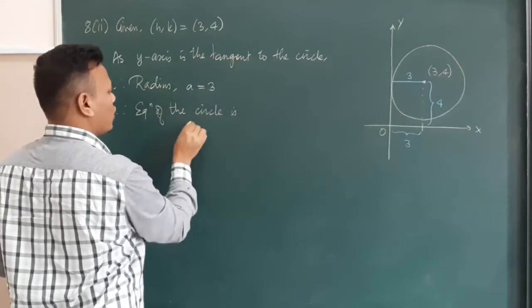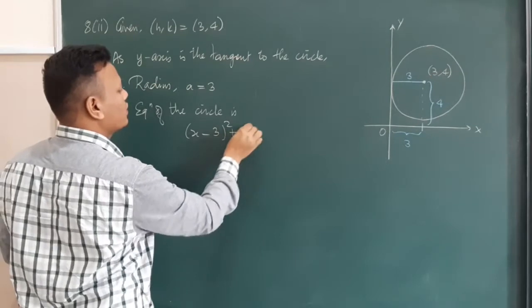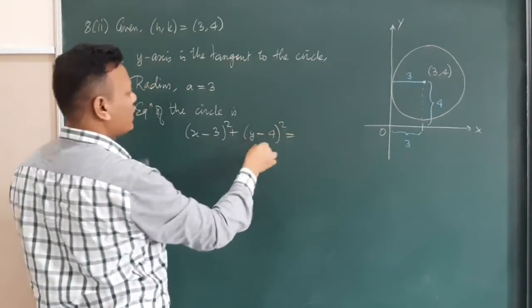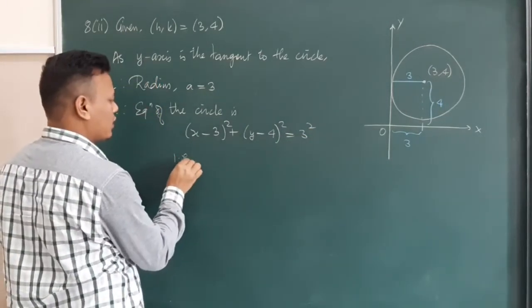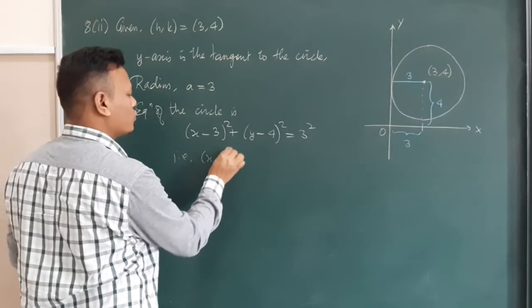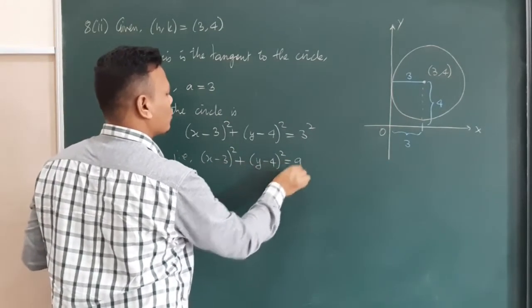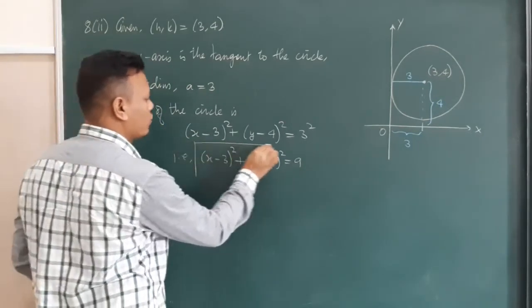Therefore the equation of the circle is x minus h, h is 3, whole square, plus y minus k, k is 4, whole square, equals a square, a is 3, so this is 3 squared. That is x minus 3 whole square plus y minus 4 whole square equals 9. This gives me the equation of this particular circle, so you may pause the video to note down.